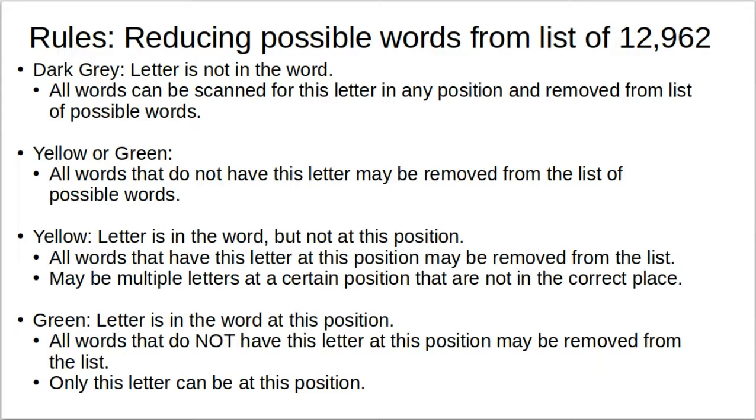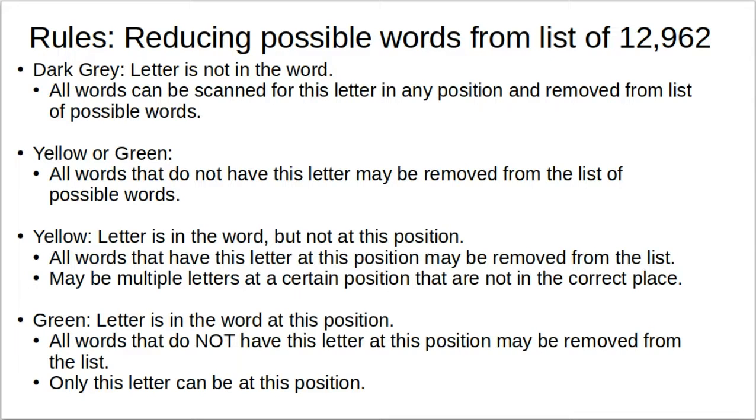Normally, what happens is if the letters are dark grey, it means that those letters are not in the word. So with my little program, all words, all 12,000, can be scanned for this letter in any position and removed from the list of possible words. If it's orange or green, all words that do not have this letter may be removed from the list of possible words.